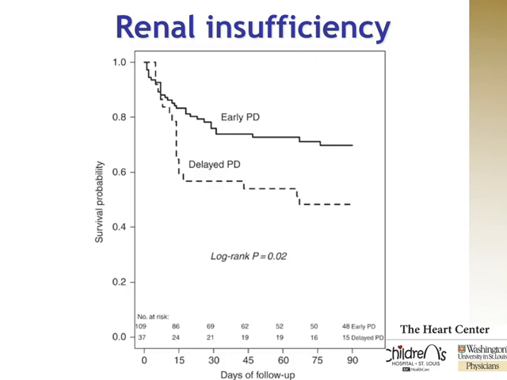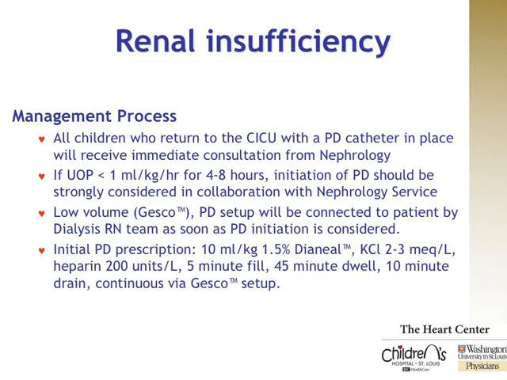And so at our institution a number of years ago, we set up a protocol or a guideline to manage patients. If a patient came back to the ICU with a peritoneal dialysis catheter in place, it would result in an immediate referral to the nephrology service. Sometimes we've been in the habit, for really complex operations such as a Norwood operation, of routinely placing a peritoneal dialysis catheter at the end of the procedure.